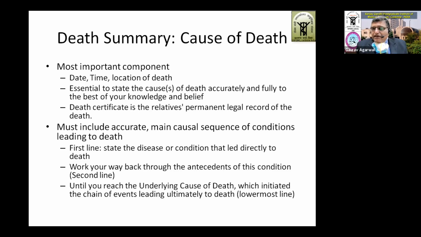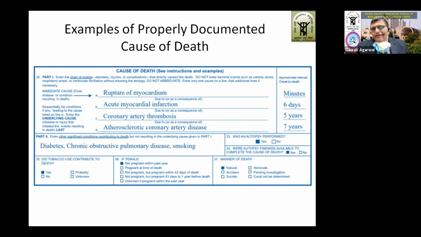Merely saying cardiorespiratory arrest is not sufficient. You must work your way back through the antecedents of the condition in the second line, and then until you reach the underlying cause of death, which initiated the whole chain of events which ultimately led to the death, and that must be written in the end or in the lowermost line. It is best that you write them in 3 different lines. Different hospital systems and care providers have different ways of creating or preparing death summaries. It is best that you start with, as I've explained, what is the direct cause of death.